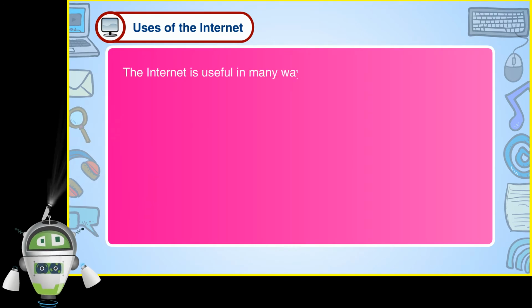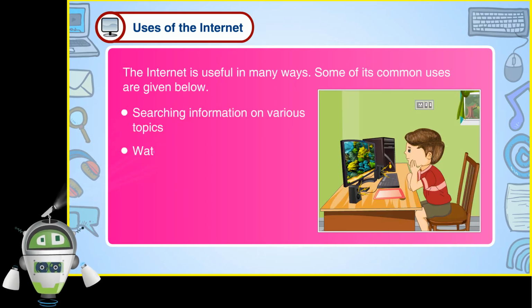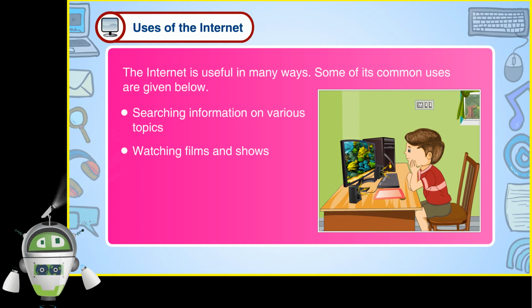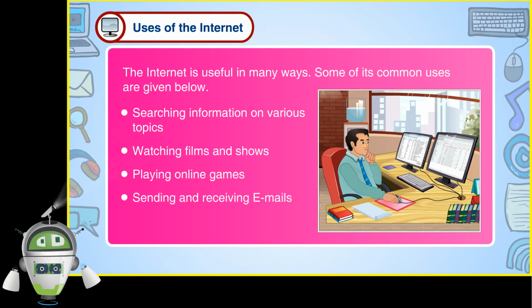Uses of the internet. The internet is useful in many ways. Some of its common uses are given below. Searching information on various topics. Watching films and shows. Playing online games. Sending and receiving emails and messages over the internet.